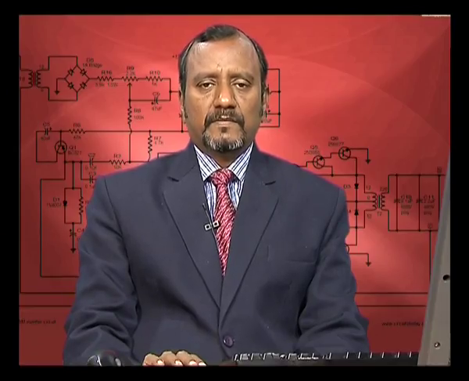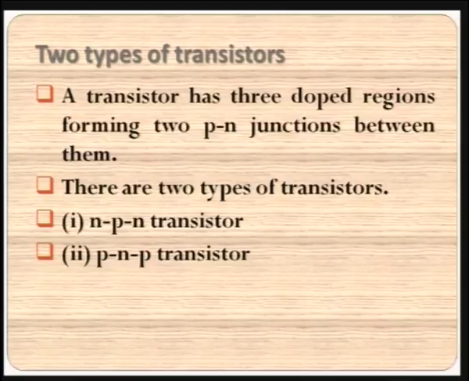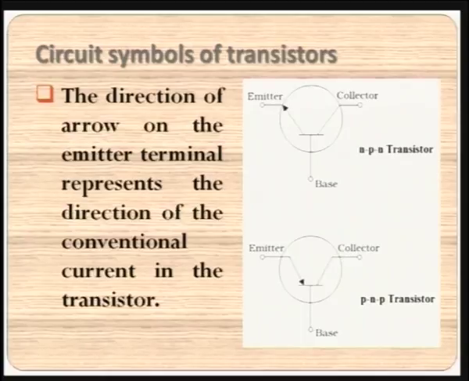As I said, there are two types of transistors, namely NPN and PNP. How are the junctions formed in the two types of transistors? Let us see how the transistors are represented in the circuit. A transistor has three doped regions forming two PN junctions between them. There are two types of transistors, NPN transistor and PNP transistor. This is the circuit symbol of the transistors. On the top, the circuit symbol is the NPN transistor.